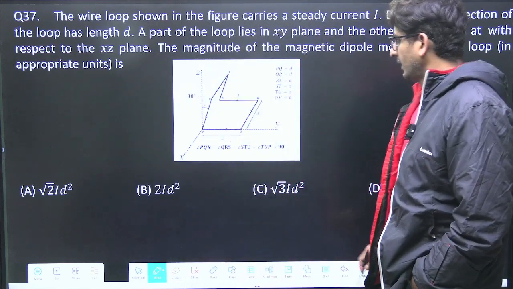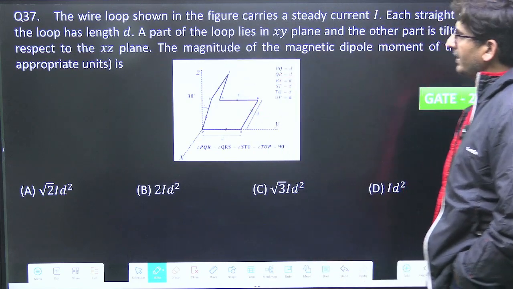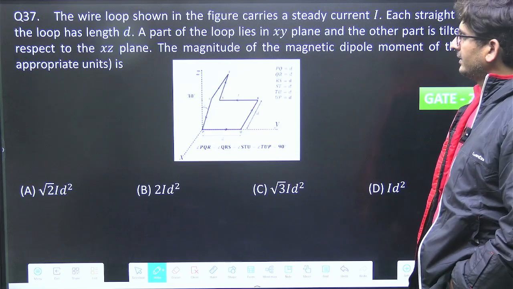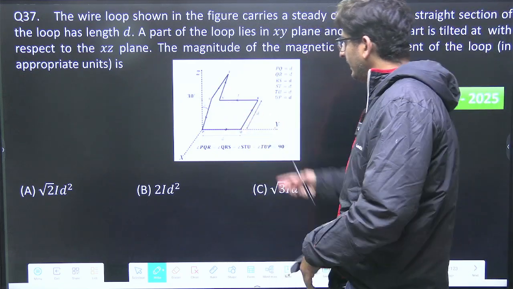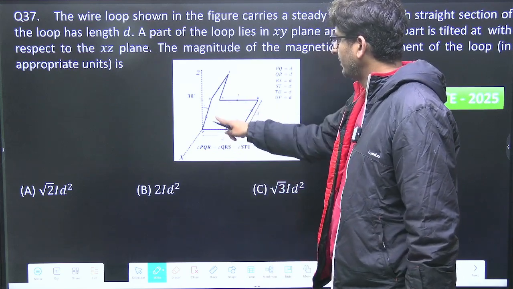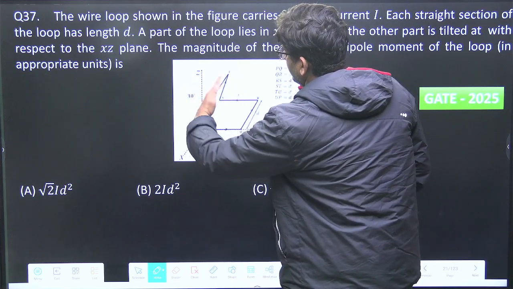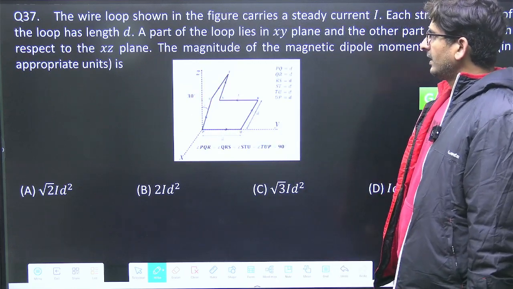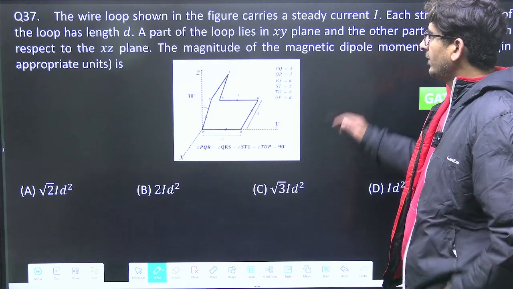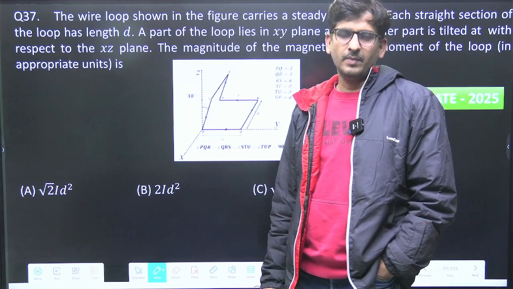Okay. So there is a setup that is given, the wire loop, and this is at a 30-degree angle. So that means this was on the XY plane and this was in the XZ plane, but this is now at some 30-degree angle. Now we have to calculate the magnitude of the dipole moment.